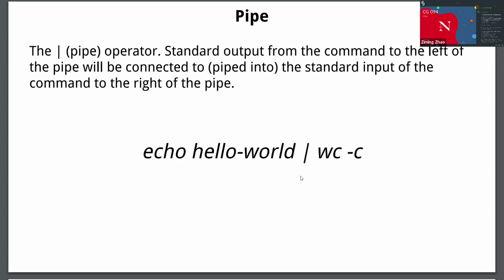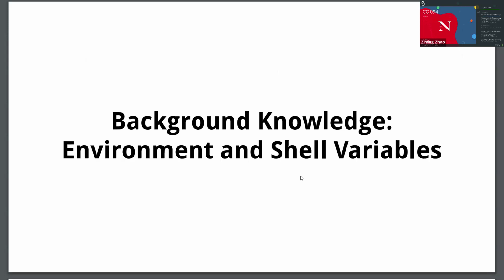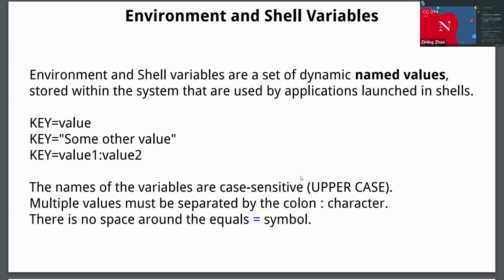So in this class, we are going to use those commands. A little bit about environment variables and shell variables. Environment variables and shell variables are a set of dynamic named values, which means there is a key, the name, and also a value. They are stored in the system, and they are copied to each process when the process is created.